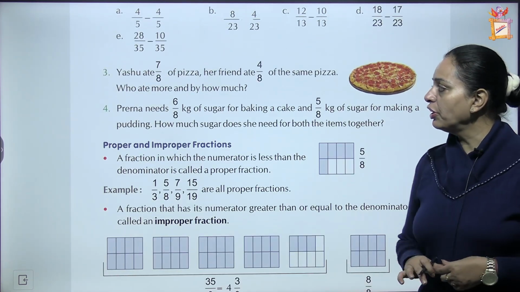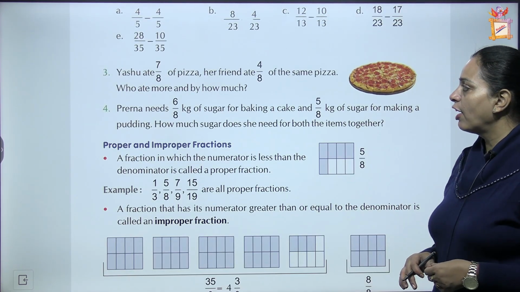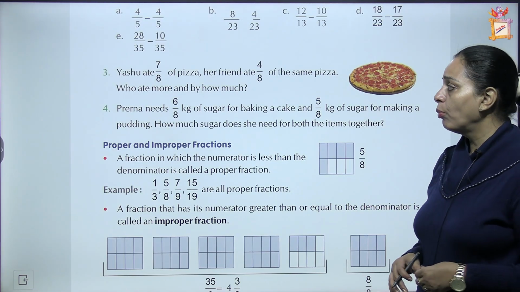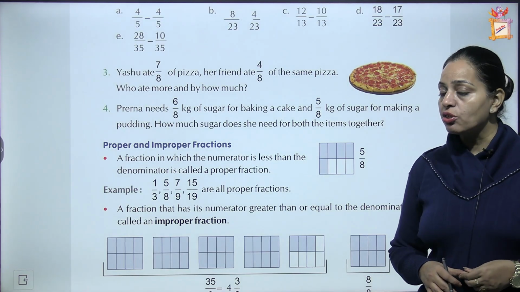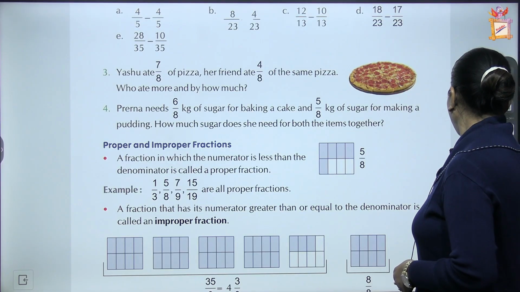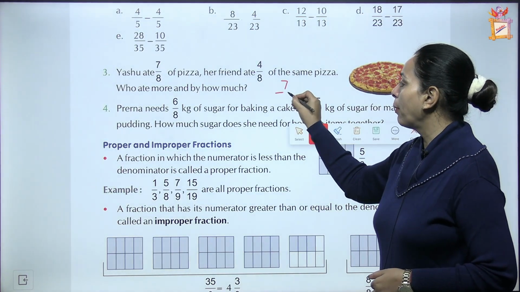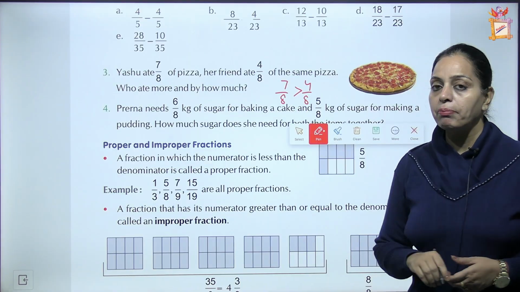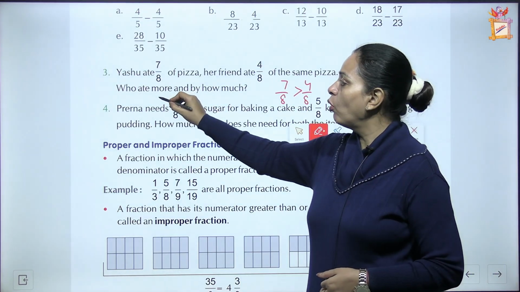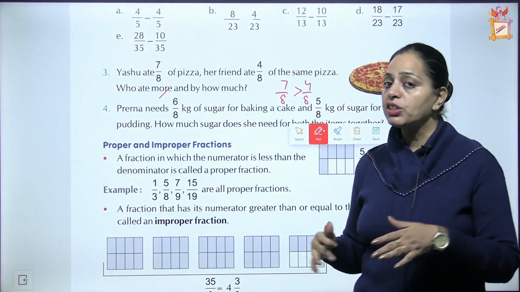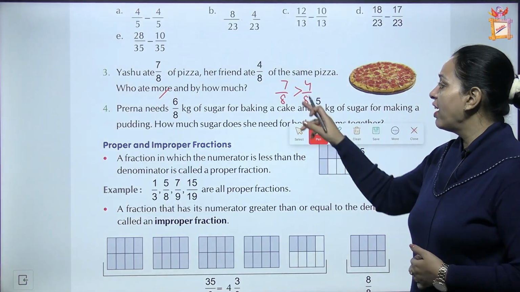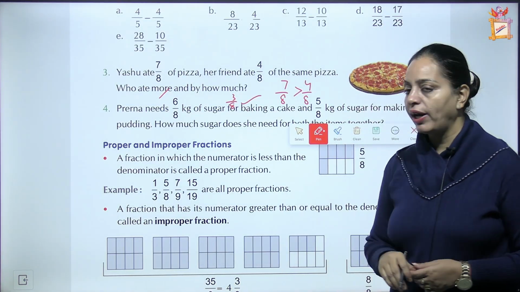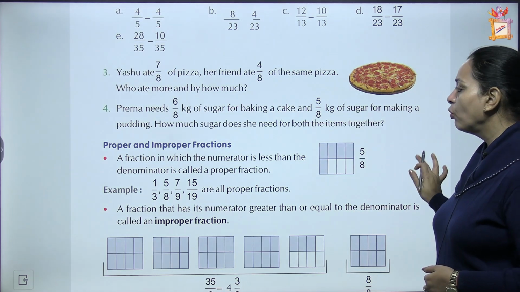Now the third one, Yashu ate 7 by 8 of pizza. Her friend ate 4 by 8 of the same pizza. Who ate more and by how much? So 7 by 8 and 4 by 8 को आपने compare करना है. Which one is greater? 7 by 8. So who ate more? Yashu ate more and by how much? कितना ज़्यादा? 7 minus 4 means 3 by 8. Right? So similarly, you can try the fourth question.